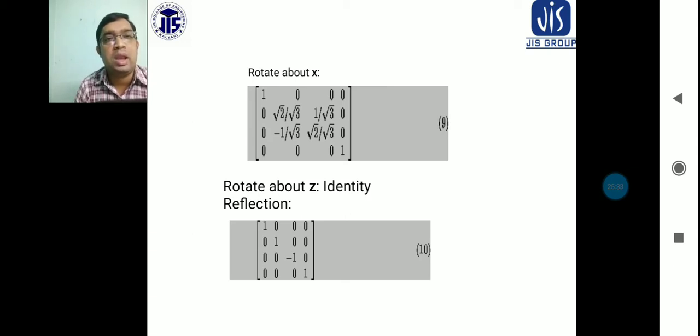Another thing: for the rotation about z, the identity is found, and the reflection is applied to the z components.